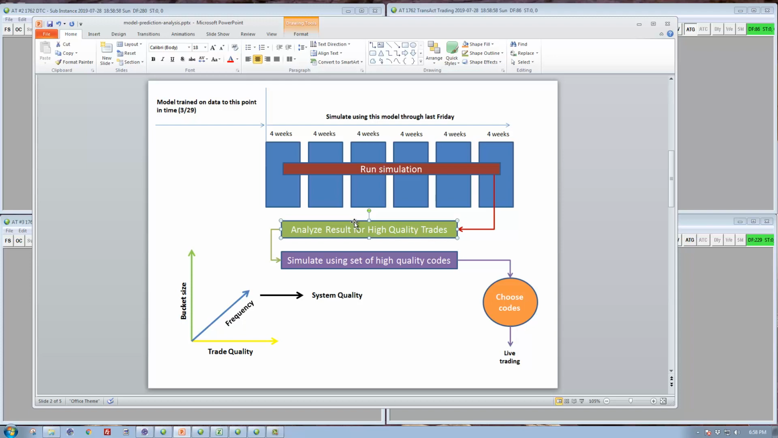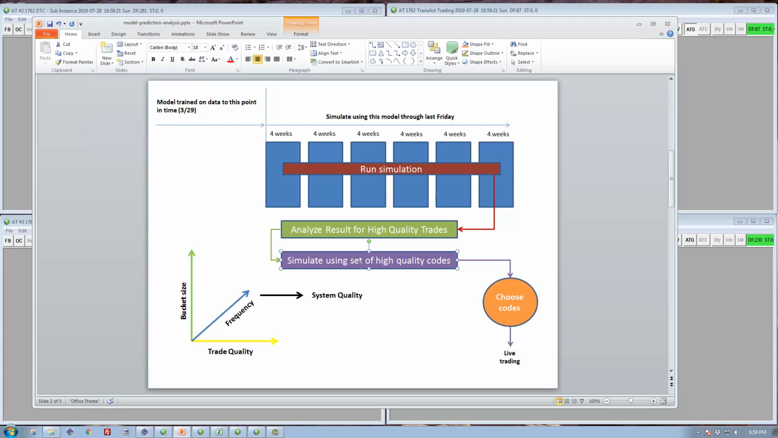And what we do then is maybe there's 4 or 5 behaviors that really stand out as a good trade to look for in that market. Then what we do is we're in a simulation with just those codes. There's this purple box here, just those codes, and see what the result is.